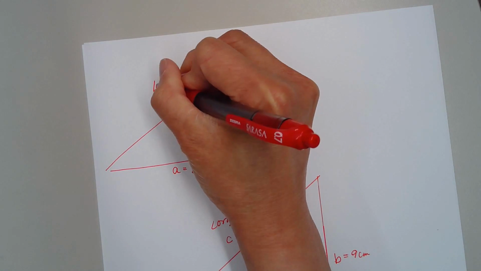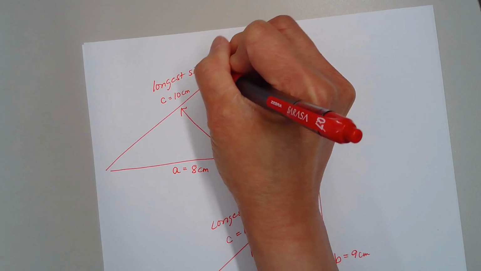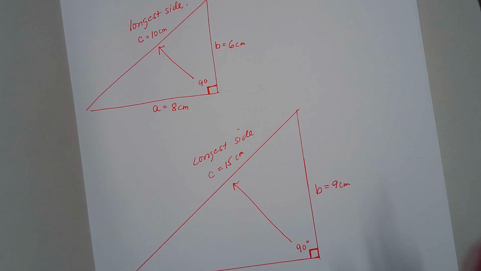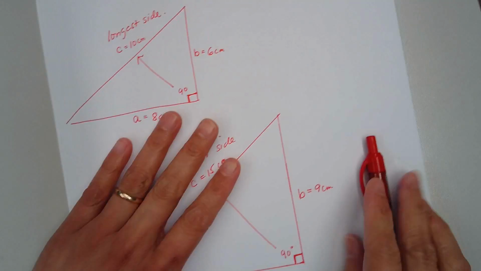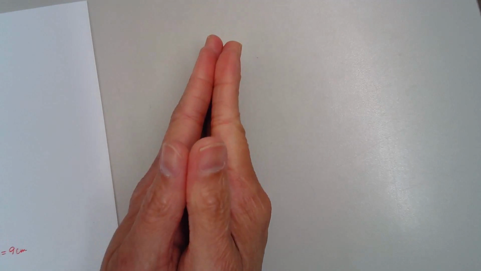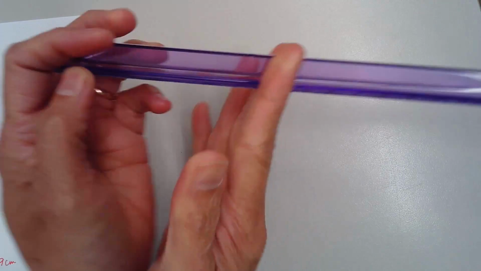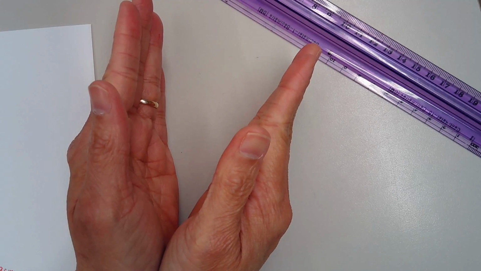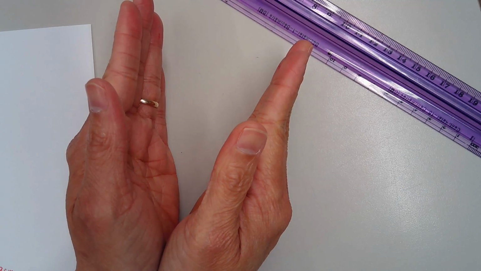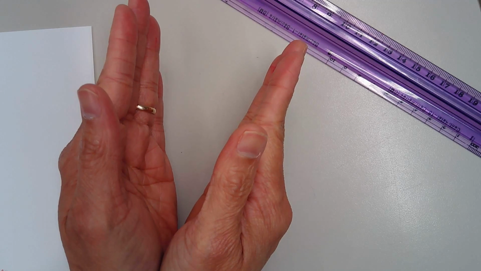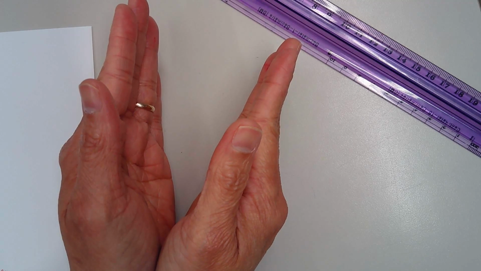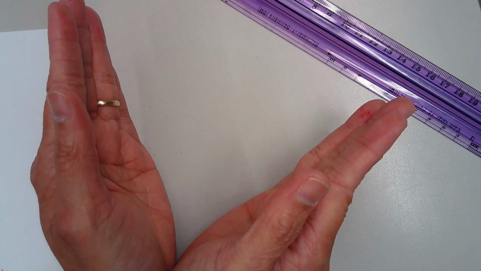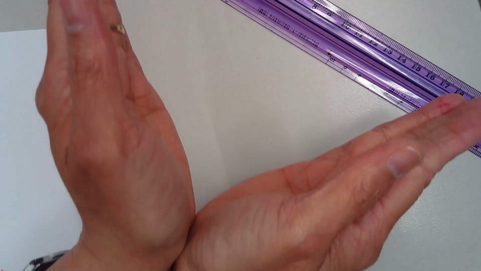Okay? Now, longest side. So then what's the relationship between these three? There has to be some kind of relationship between all three sides. Okay, here. Try this on your calculator. Try 8 squared plus 6 squared.